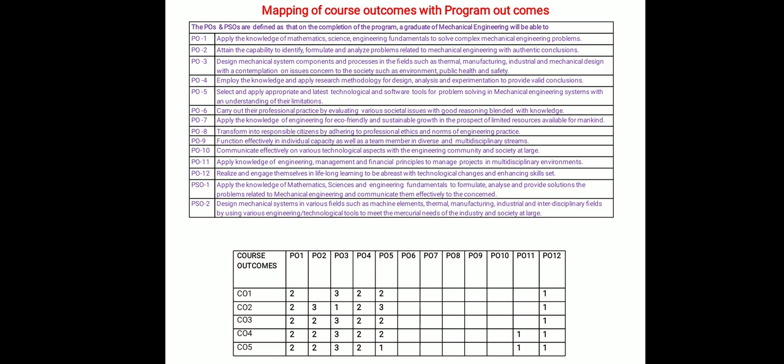And PO5, again we are applying some software tools for analyzing the behavior of the component. Therefore I am giving 2. And PO12, you should always engage yourself in the lifelong learning process. I'm giving a low level of 1. If you see the mapping of course outcome 1, high level 3 is given to PO3. Depending upon each course outcome, you can map the course outcome with the program outcomes, and you'll get a table like this.